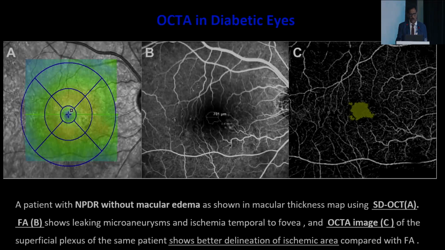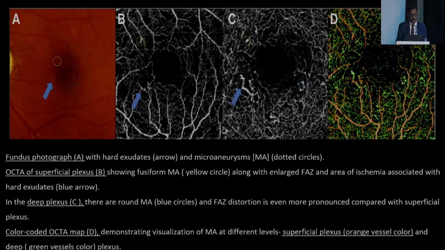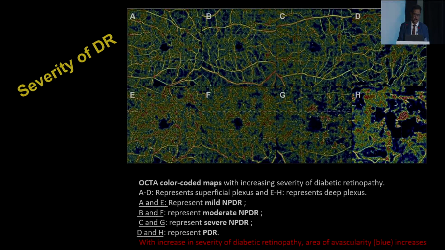CNVM. So now coming to OCTA in diabetic eyes, where you can see not only the detection of microaneurysms as well as macular ischemia, in the superficial vascular plexus you can see fusiform microaneurysms, and in the deeper plexus you can also see the surrounding MA, and also detect capillary dropout. The superficial vessels you can identify as orange colored vessels, and in deeper layers you see green colored vessels. Coming to the severity of diabetic retinopathy, as the severity increases from mild NPDR to moderate NPDR, severe to very severe NPDR and the PDR stage, the capillary dropout area increases.